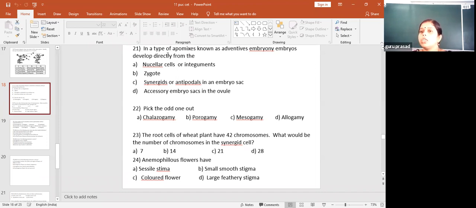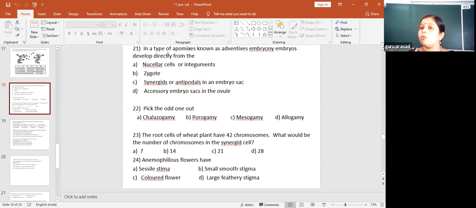So wind pollination is there, so the flower should possess a large feathery stigma. Why? Because this feathery stigma can easily trap the airborne pollen grains floating in the wind. If there is a small smooth stigma, what happens? The pollen will slope and move off from the stigma. It will never be trapped in the stigma. It cannot get trapped on the stigma.